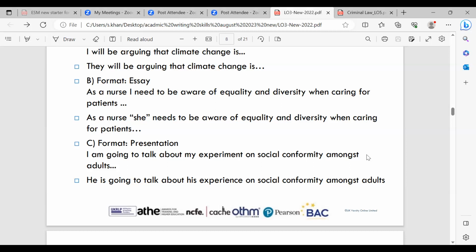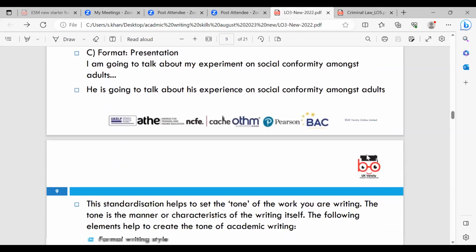So then you've got C, the format of a presentation. This is when you're presenting your work to an audience, okay? So I am going to talk about my experiment on social conformity amongst adults. First person. And then he is going to talk about his experience on social conformity amongst adults. That's third person. So this is giving you an example, and these examples you need to use when doing your own work. It's very helpful having these examples.